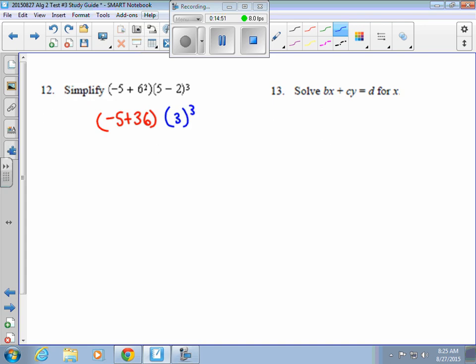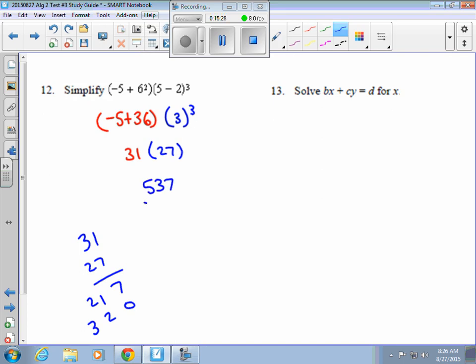Again, do what's inside parentheses. Negative 5 plus 36 is going to be 31. 3 cubed is 3 times 3 is 9 times 3 is 27. So we have 31 right next to 27. If you have to, do it on the side to where you can make sure you get it right. Old school multiplication. 7 and 1 is 7. 7 and 3 is 21. Space. 2 times 1 is 2. 2 times 3 is 6. When you combine those two, you get 837 when you multiply those two by each other.